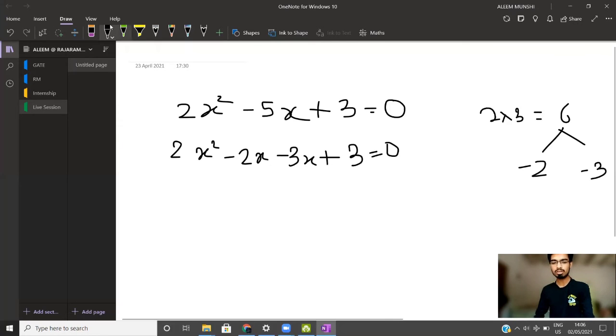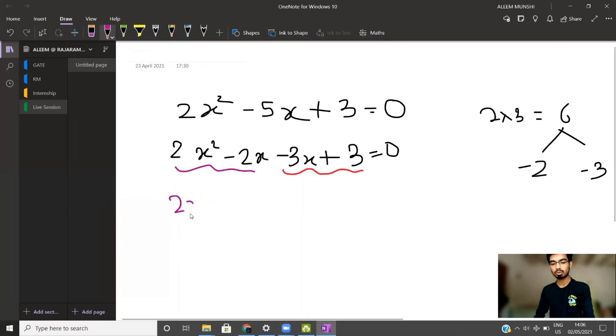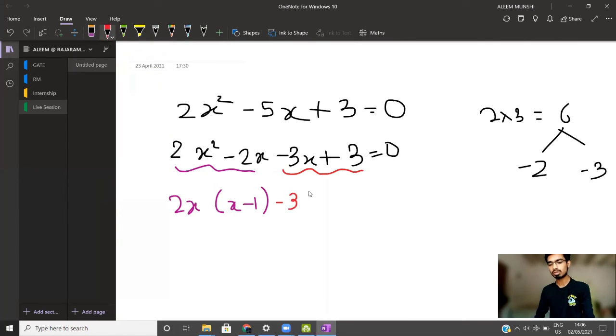Now, for ease of solving, we'll just consider this thing as first term and this thing as second term. Why? I have to take common from the first term. What's common? I can consider 2x as common and remaining is x minus 1. Now considering the second term, if I consider minus 3 as common, what's remaining is x minus 1.